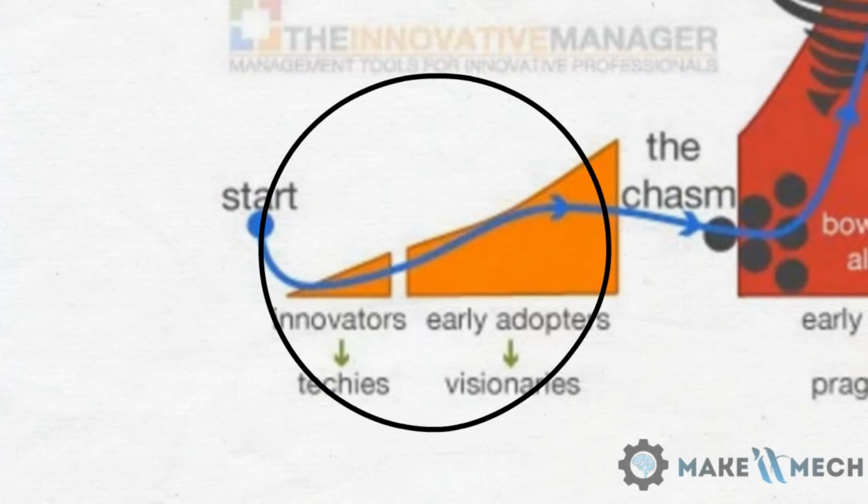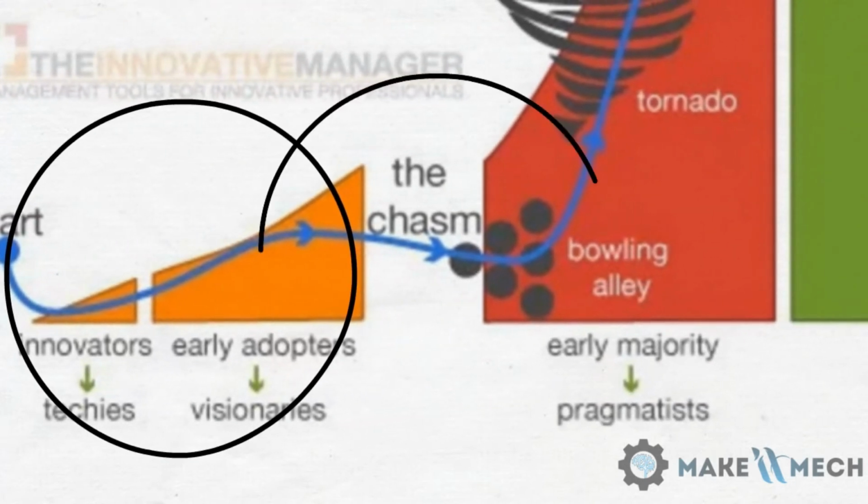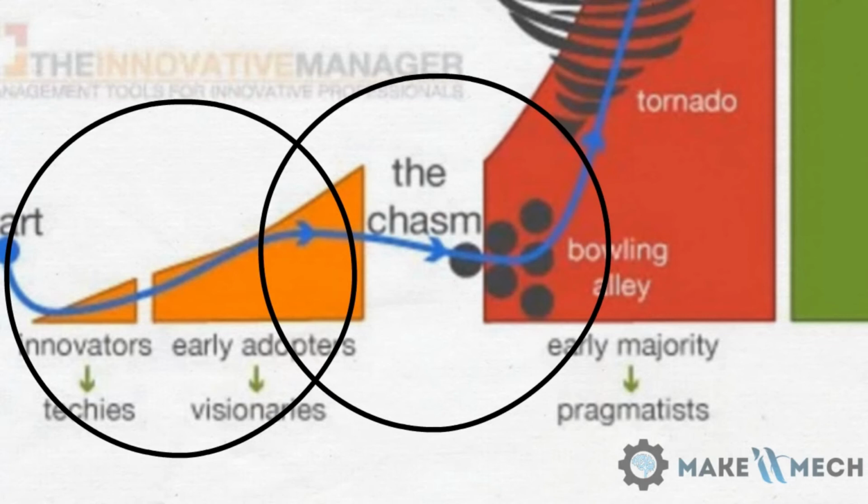Every new startup falls in this stage before the chasm. In the start, we have innovators, techies, early adopters, and visionaries, the people who are ready to adopt something new. Then there comes the chasm. We have to cross this chasm to reach the tornado. We will discuss this in detail in the coming lecture.